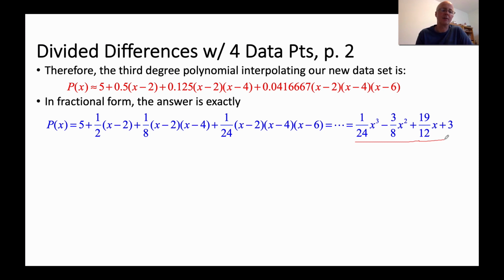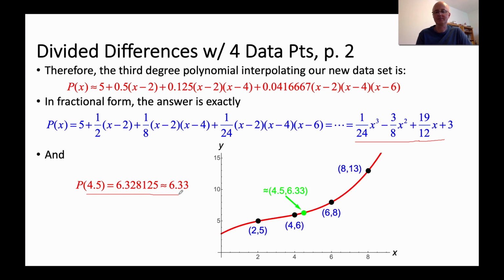Third degree, it's going through all 4 data points, and if we plug in 4.5, we get this approximation. If you've got more data, you would assume, at least if your function's well behaved, this is probably a better approximation than the second degree one. Is it guaranteed to be better? No. It's only probably better if your function is nice. It's not doing anything unexpected. And here's the graph. You can see the red graph is a cubic. It's going through all 4 data points, and here's our approximate one. 4.5, 6.33.